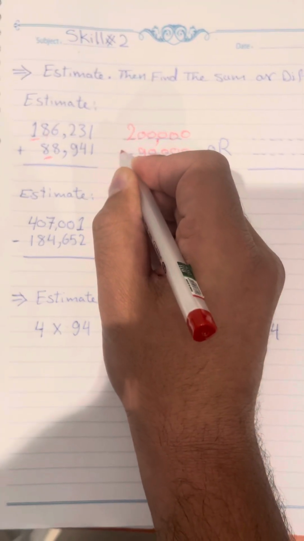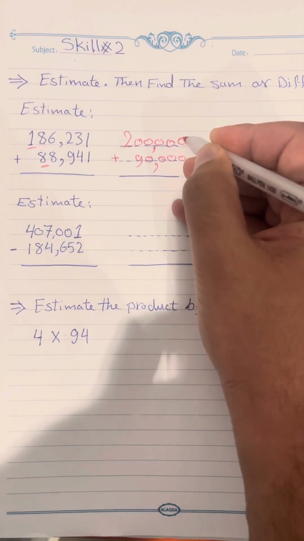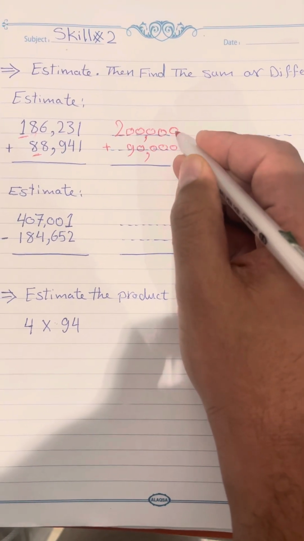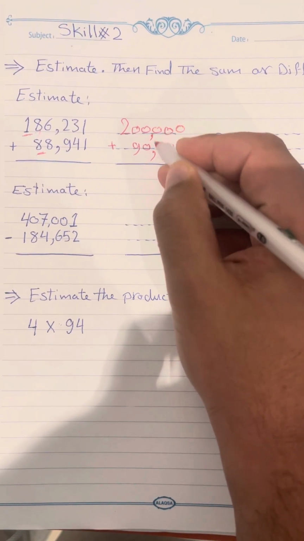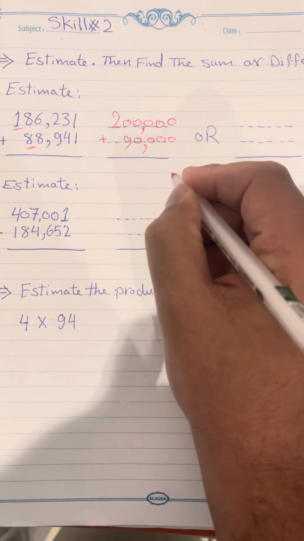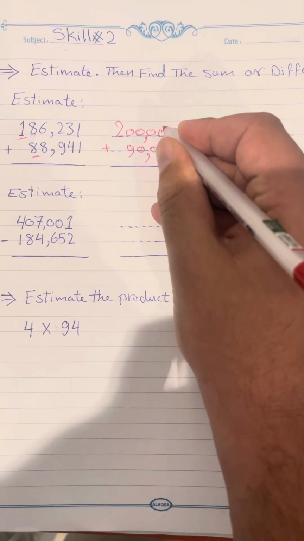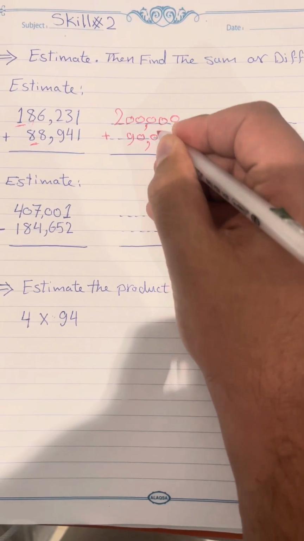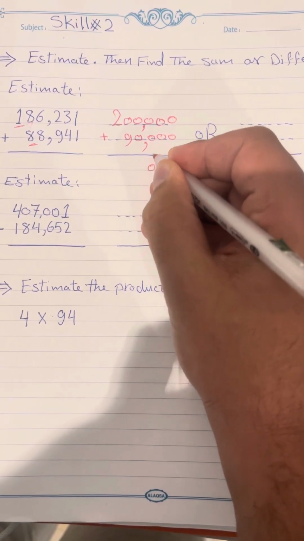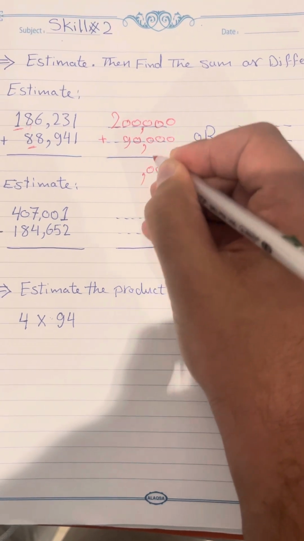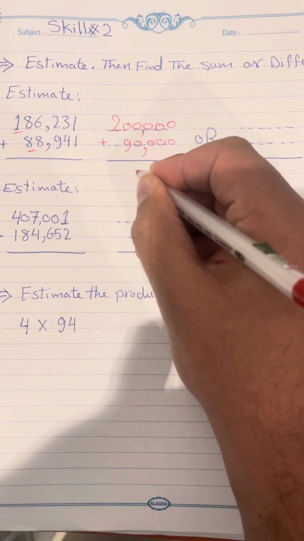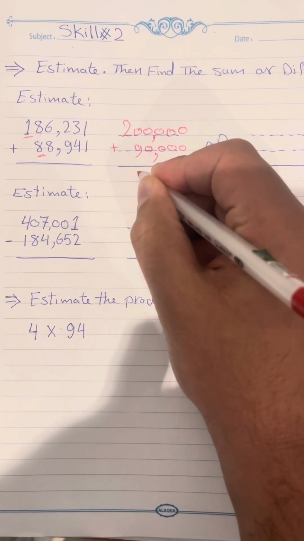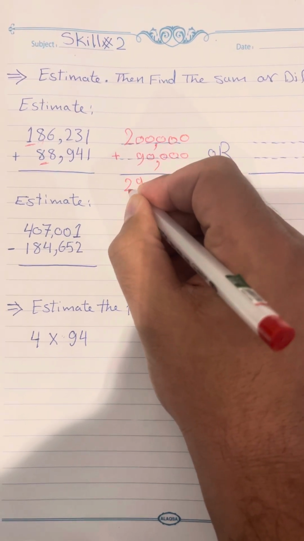So let's add. Remember, ones under ones, tens under tens, hundreds under hundreds, and so on. So it will be 0, 0, 0, comma, 0, 0 plus 9, 9, and here's 2.